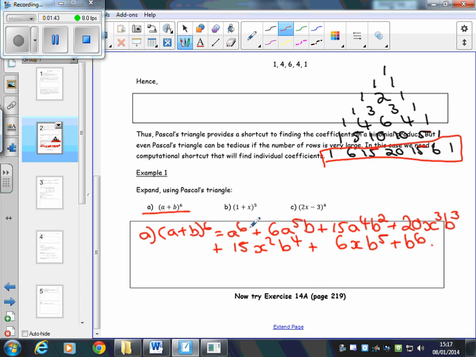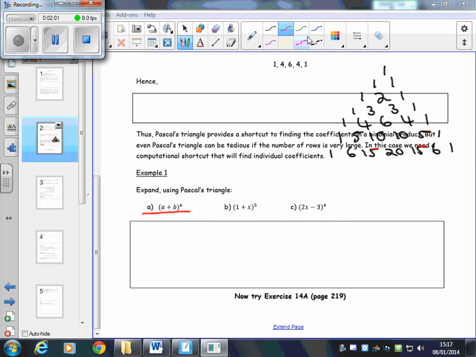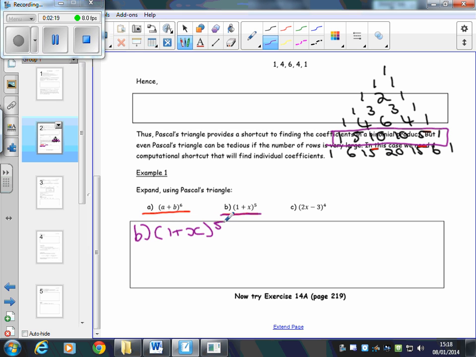Now here, each time, the power of a is being reduced by 1, and the power of b is being increased by 1. And the coefficients of each term are just coming off the line of Pascal's triangle. So bearing this in mind, moving on to part B, where we have the power of 5, so we'll be using this line of Pascal's triangle, we'll be expanding (1 + x) to the power of 5.